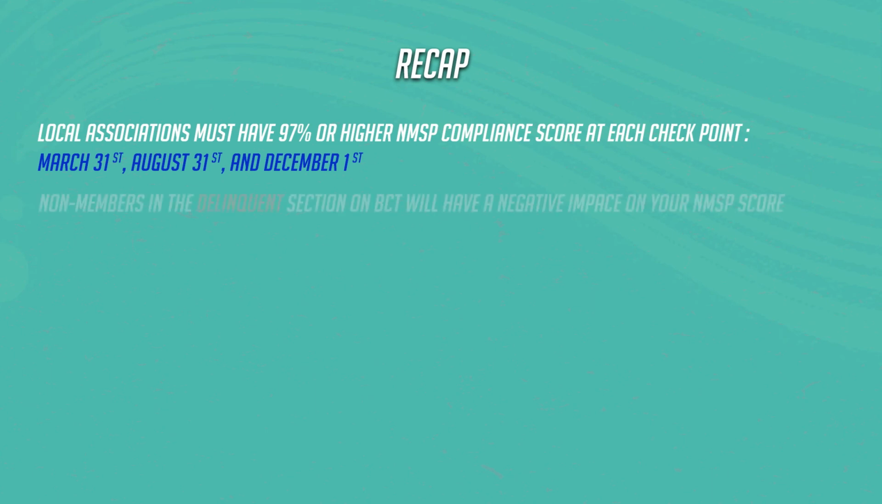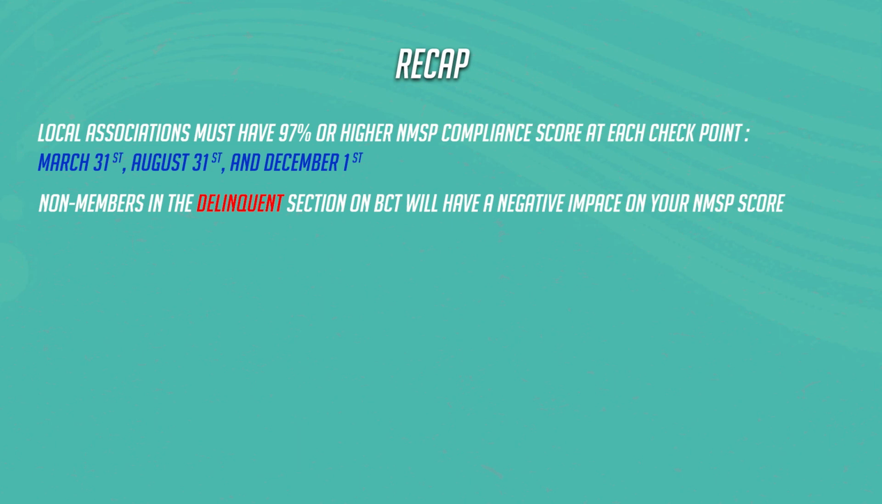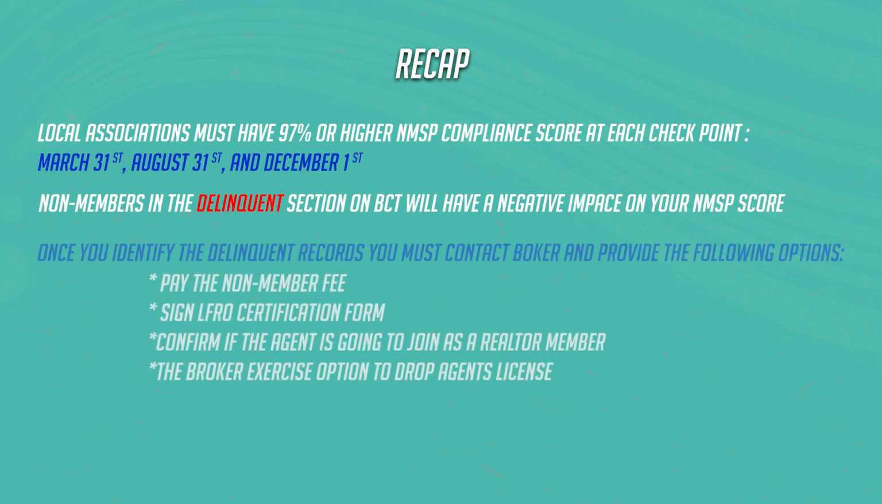Another key takeaway is non-members in the delinquent section on the BCT will have a negative impact on your NMSP score. And once you identify those delinquent records, you must reach out to the broker and provide the broker with the following options. Number one, to pay the non-member fee. Number two, sign the LFRO certification form if the agent is going to operate as a referral agent only. Number three, confirm if the agent is going to join as a realtor member. Or number four, the broker has the option to drop the agent's license.